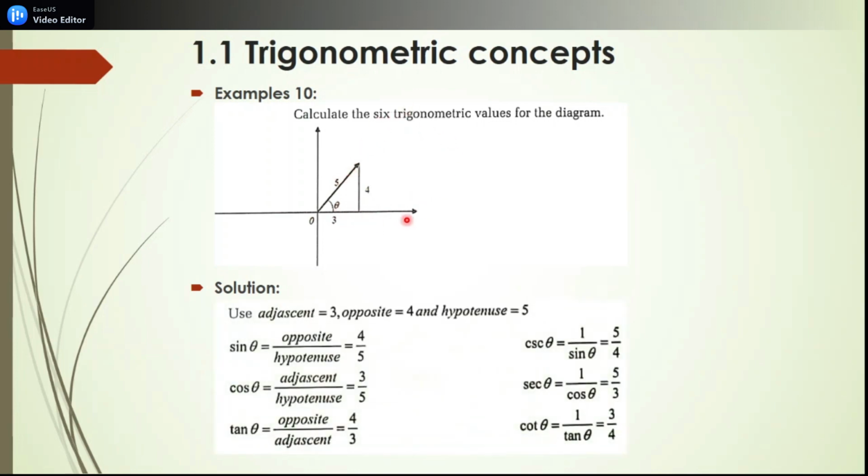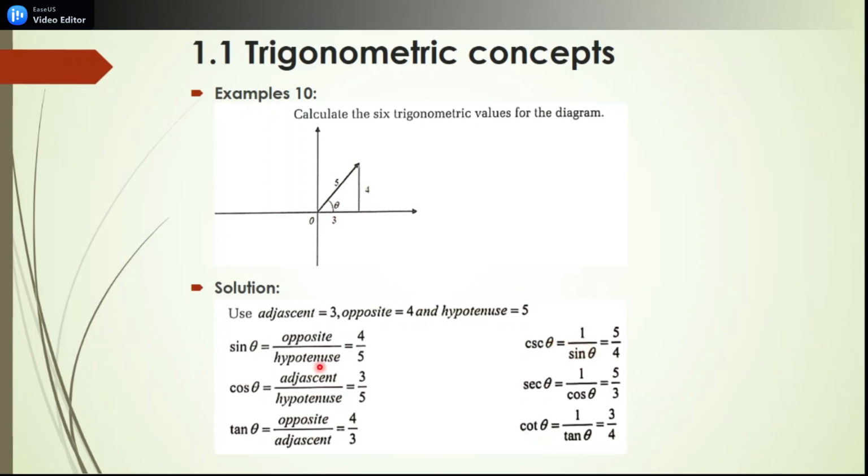To calculate each value, for example, sine of theta: sine of this angle is equal to the opposite side, 4, over the hypotenuse side. Cosine of theta is the adjacent side over the hypotenuse side. Then the tangent is equal to the opposite side over the adjacent side. Cosecant here is the inverse of sine.